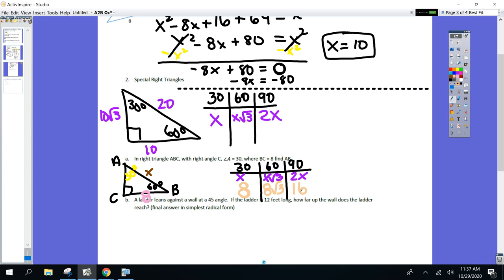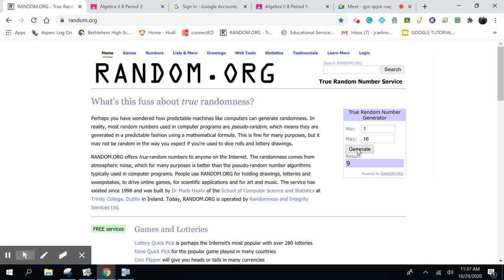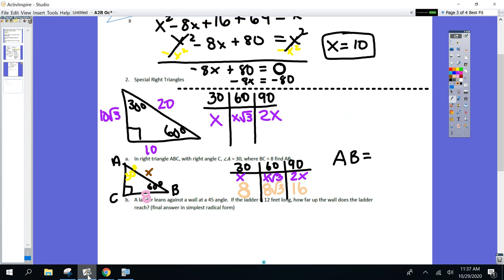So now we just got to figure out which one is my answer, 8 radical 3 or 16. Which one is my answer? Well, they wanted us to find AB. Look at your diagram, everybody. AB is across from what degree measure? 90. What did we put in our chart across from 90? 16.